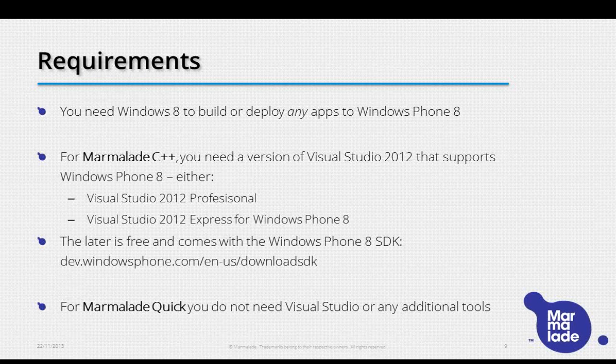For Marmalade Quick, which we'll talk about a little bit more in a moment, that's our Lua front end to Marmalade, you don't need Visual Studio or any additional tools. That's basically because of the way Quick is built, it has all the C++ pre-built, so it doesn't need any compiler toolchain. So you should just be able to download Marmalade, put in your Windows Phone 8 license, go to Marmalade Quick, and make Windows Phone 8 deployments without any additional setup at all.